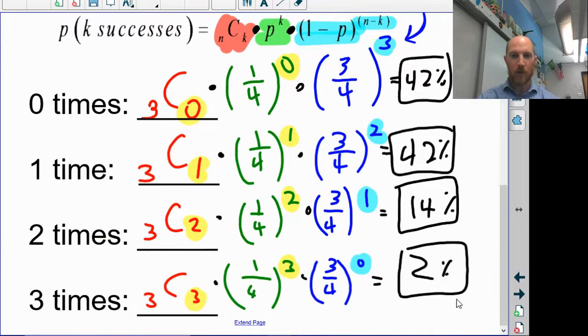And then here's all of our answers. For 2 successes, 14%, 3 times is 2%. All of those are rounded off to the nearest whole number. There were decimals involved in all of those, just in case you were curious about that.